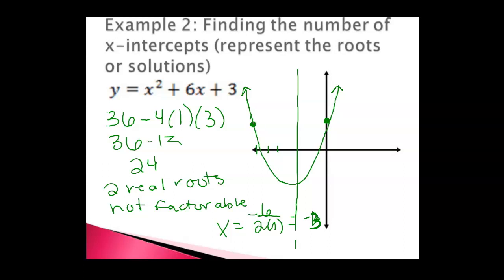The value of the discriminant told me this graph was going to cross twice and that they were going to be non-integers. So the roots or solutions are when it's between in our table. And that's because 24 is not a perfect square. If 24 was a perfect square, then it would be factorable and the roots would be integers.